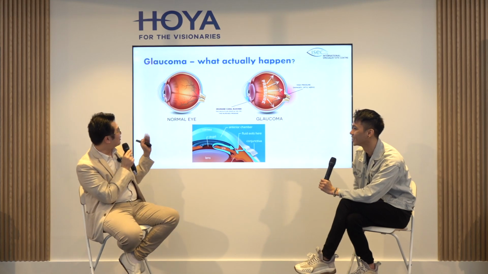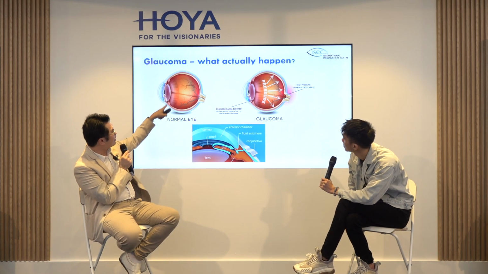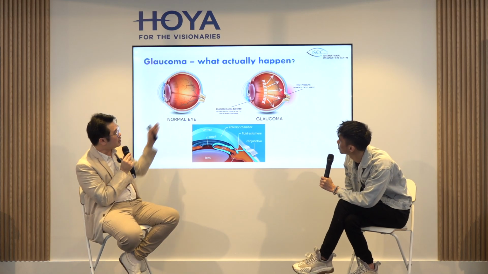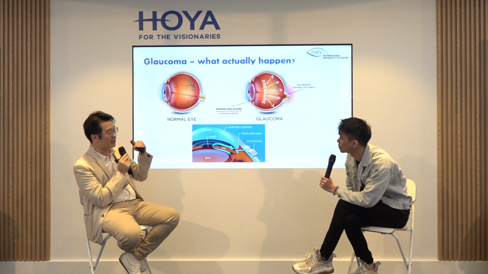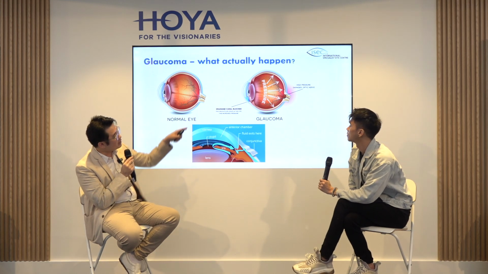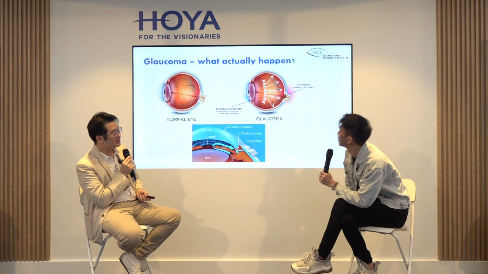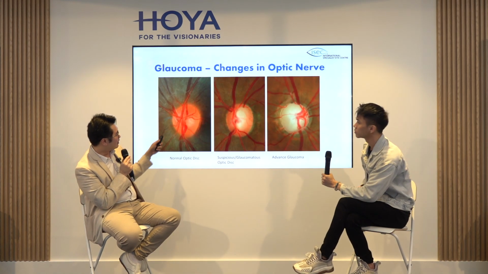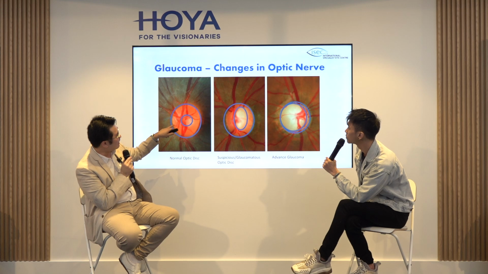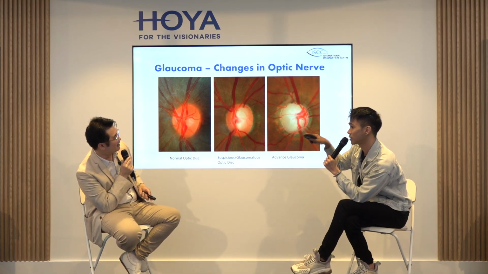In a normal eye, there's water going in and out of the eye. If too much water goes in and too little comes out, the eye pressure will increase. When it increases, as you can see there, it will compress on the nerve at the back of your eye. When it compresses the nerve at the back, it will change from like that to a bigger one.